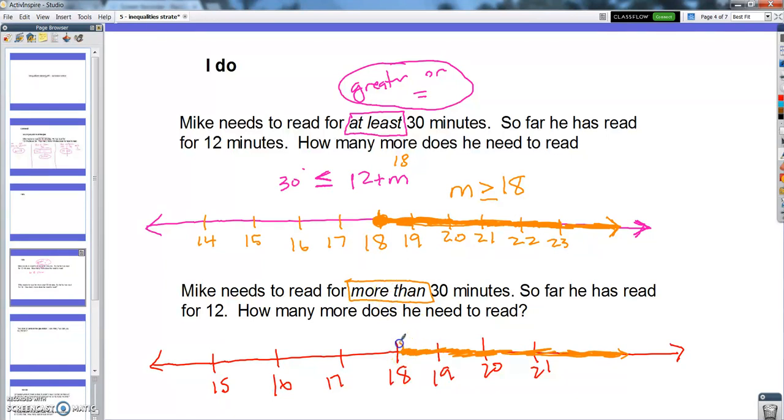So what I do to show that is I'm going to put a circle around 18 to show that I'm not shading it in. Here I put a circle around it and did shade it in because it was okay. Here I'm going to go right up to it, but I'm not going to shade it in because 18 is not a possible solution. So in this case, his minutes can be anything greater than 18, but it can't be 18. All right, let me do one more.